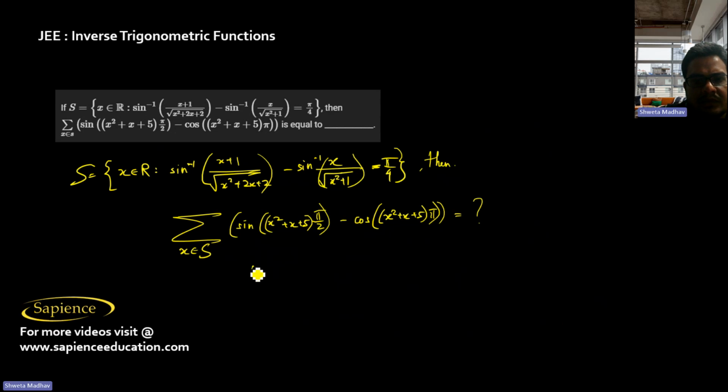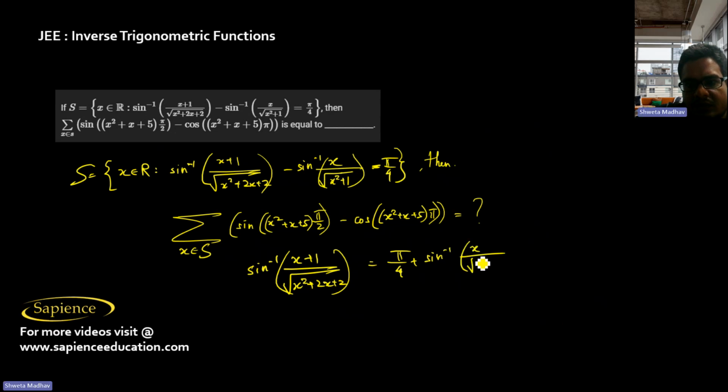So we can say sine inverse of x plus 1 by square root of x square plus 2x plus 2, that we can write as pi by 4 plus sine inverse of x by root over x square plus 1. Now we can take this angle as capital B. This angle we can take as A. So here it is given that A equals pi by 4 plus B.